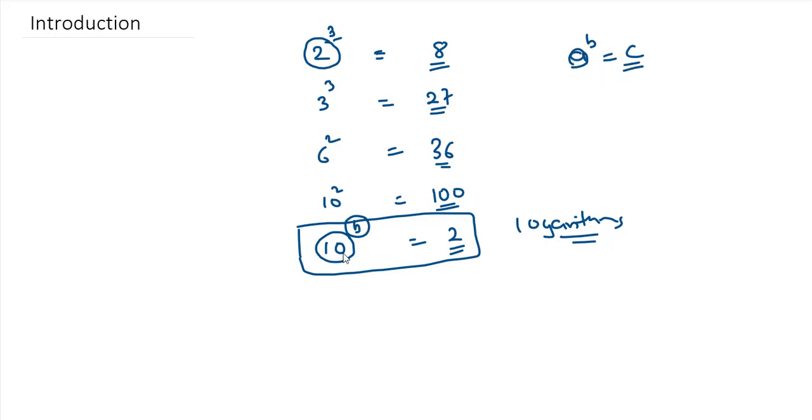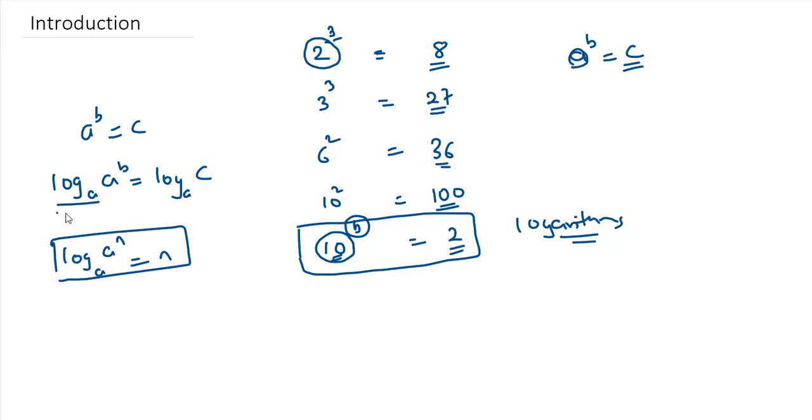So in this case also we need to find how many times we need to multiply 10 with itself to get the answer as 2. Since all these numbers are of the form a raised to b equal to c, we will take log to the base a on both sides. So this will become log to the base a of a raised to b equal to log to the base a of c. Now by using one of the properties of logarithm, that is log of a raised to n to the base a is equal to n, the left hand side will become equal to b. So b will be equal to log c to the base a.